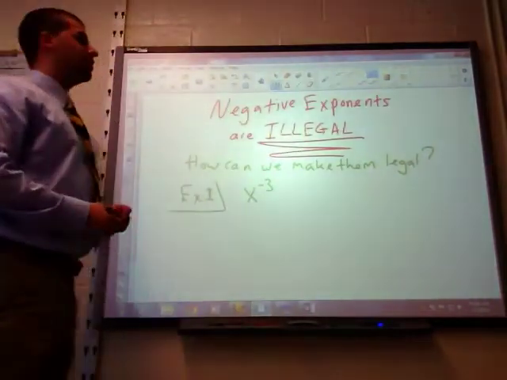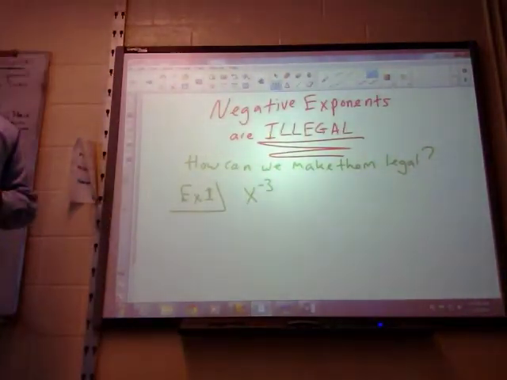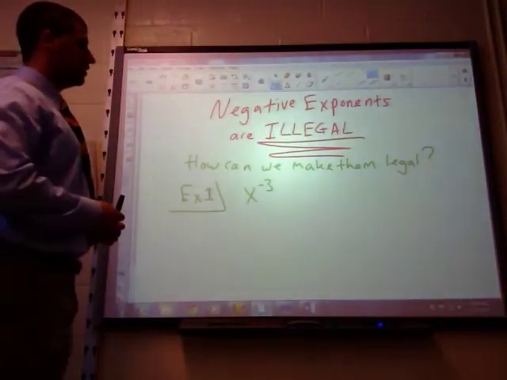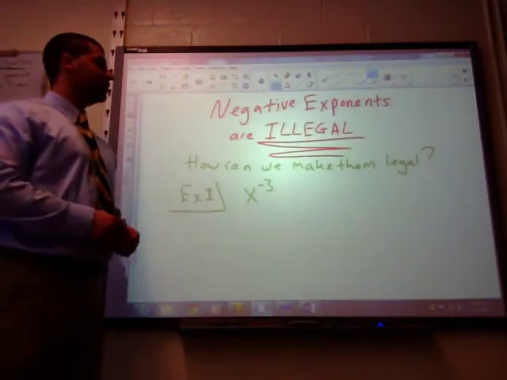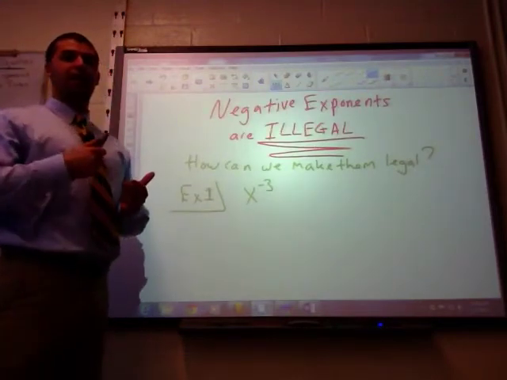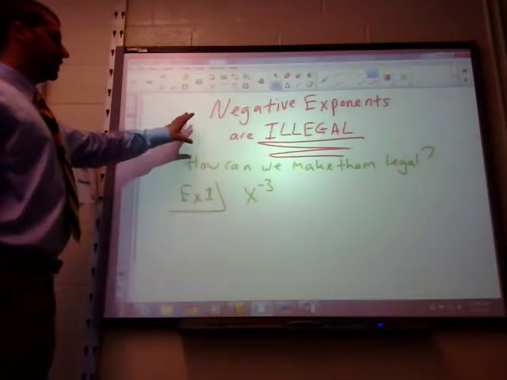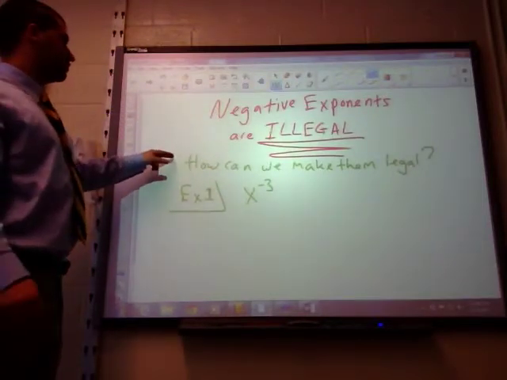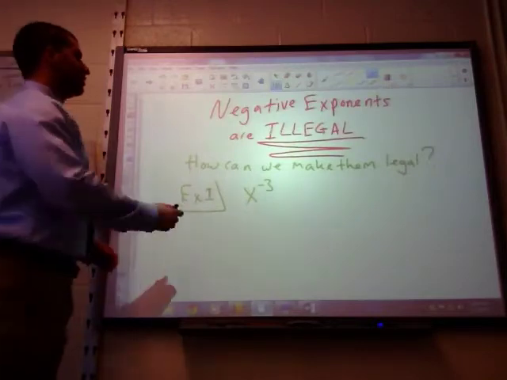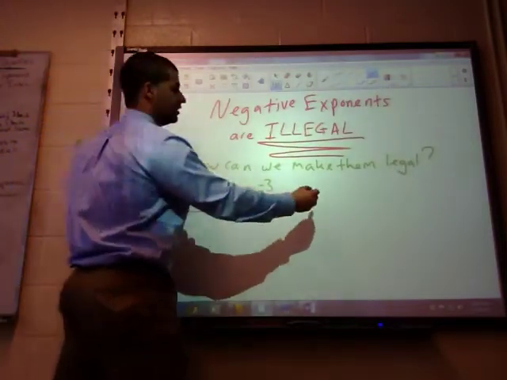The first thing I want to talk about is negative exponents. And the biggest thing that you need to know is that we can never have negative exponents. So whenever we have one, we have to make it into a positive exponent. So like I said here, they're illegal, and now we have to make them legal. So that's saying that they're negative and we want to make them positive.